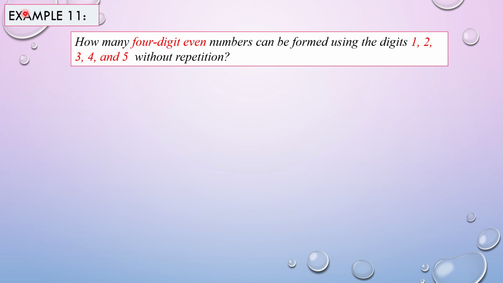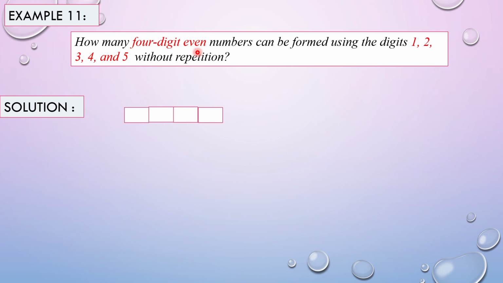Example 12. How many 4-digit even numbers can be formed using the digits 1, 2, 3, 4 and 5 without repetition? Okay, that means you cannot repeat the digits. Now let's see the solution. First you need to prepare the empty boxes. Since we want to form a 4-digit number, therefore you prepare 4 empty boxes. Now you need to check the condition. So here we need a 4-digit number and the number has to be an even number.